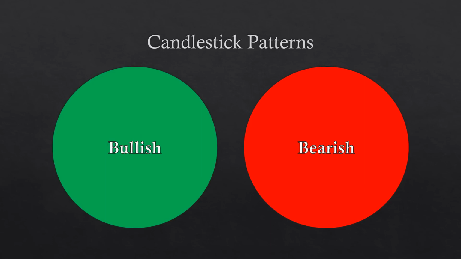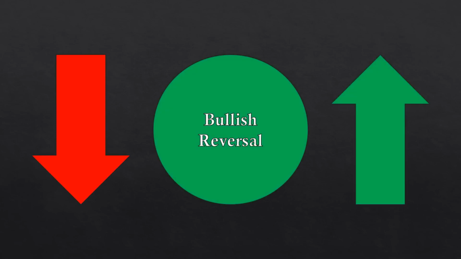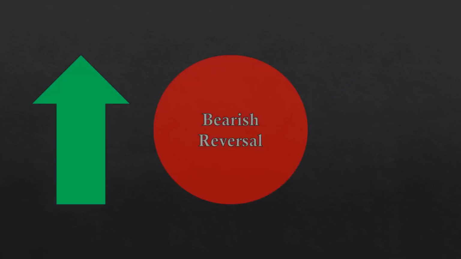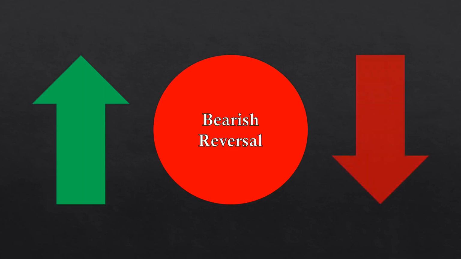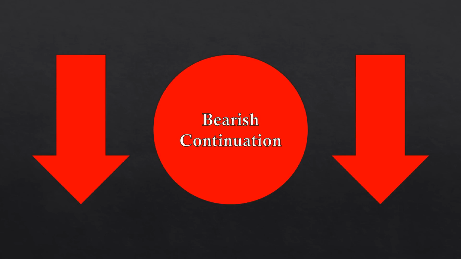So for example, when there is a bullish reversal pattern, price will be going down, and then a pattern will appear to signal a reversal to the upside. By the same token, in a bearish reversal pattern, price will be going up, and then a bearish reversal pattern will appear to signal a reversal to the downside. In a bullish continuation, price will be going up, and then a pattern will appear to indicate a continuation to the upside. In a bearish continuation, price will be going down, and then a pattern will appear to indicate a continuation to the downside.